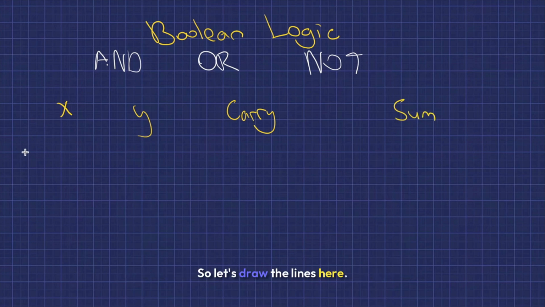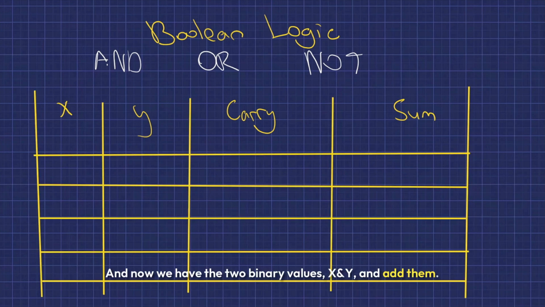So let's draw the lines here. And now we have the two binary values, x and y, and add them. When you add binary numbers, there are two things to think about. The sum we have here, this is the result of the addition, and we have the carry here. If both bits are 1, we carry a value to the next position. Now here's how the result looks in a truth table.